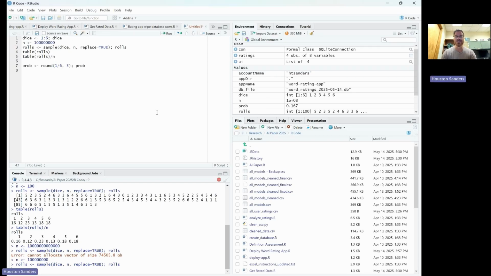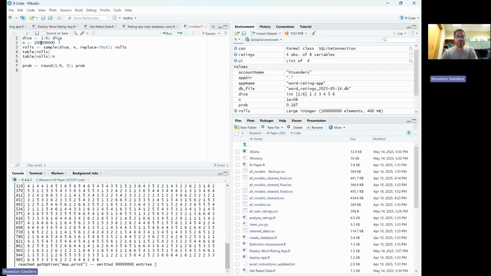Thinking. That's what this little stop sign here means. It means that it's calculating. What it's doing right now is rolling the die 100 million times. Okay, so we have 100 million dice rolls. Now we are going to create a table. I'm going to jump straight to the probability.